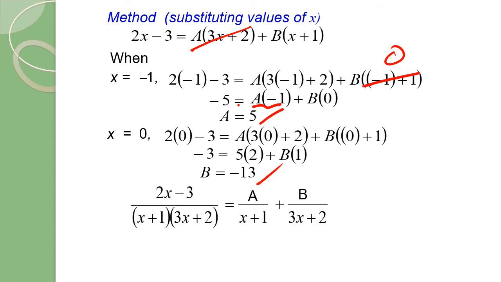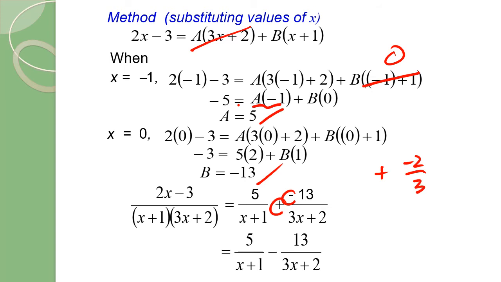So we have the single fraction (2x minus 3) over (x plus 1) multiplied by (3x plus 2) equal to, just replace A with 5 and B with -13. So we have plus and negative here. Simplify this form: we have 5 over x plus 1 minus, we can take out the negative, it's like plus (-13) over 3x plus 2. So this negative can be taken out from the fraction, so plus minus multiplied will be minus. Right? So minus 13 over 3x plus 2.